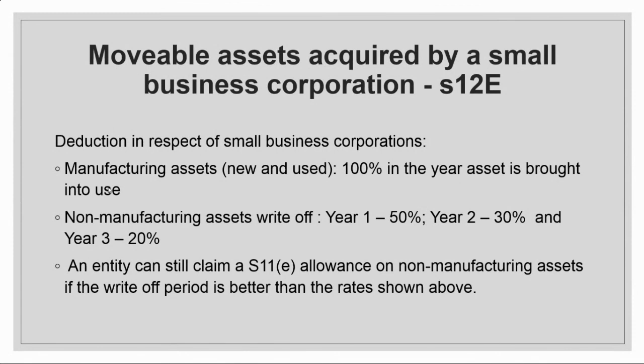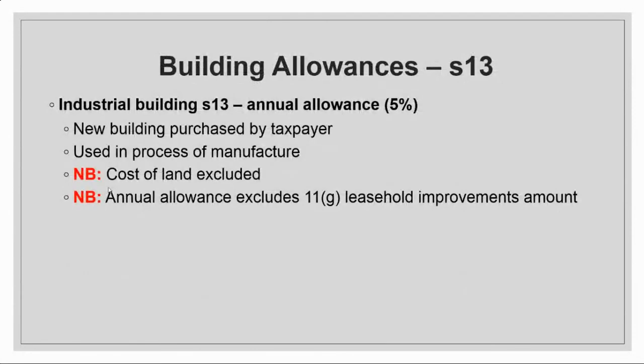How do you know if something is a small business corporation? They would specifically state it in the question so that you know you need to apply this section. If they do not specify that, then you will not apply the section. You would apply section 12C or 11E.